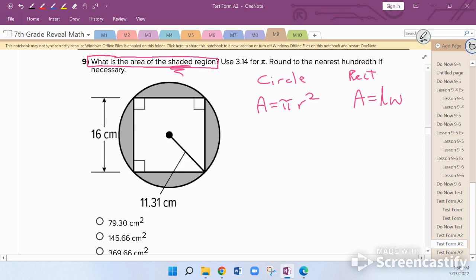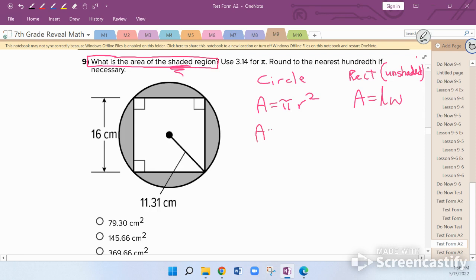So let's get started. I'm going to put this as unshaded right here because I want you to be aware that we typically subtract the unshaded portion from the whole portion. Right? We imagine that the unshaded part isn't there. It's like shaded in. And then we take it away, the shaded area.